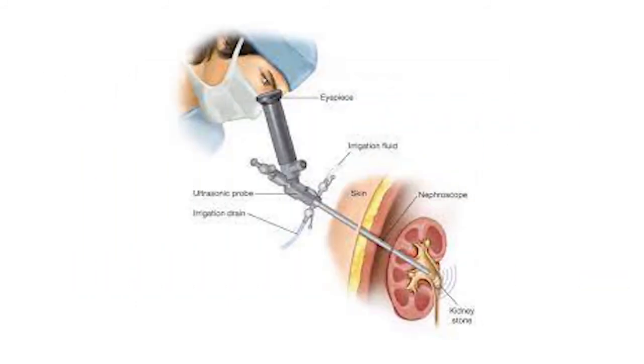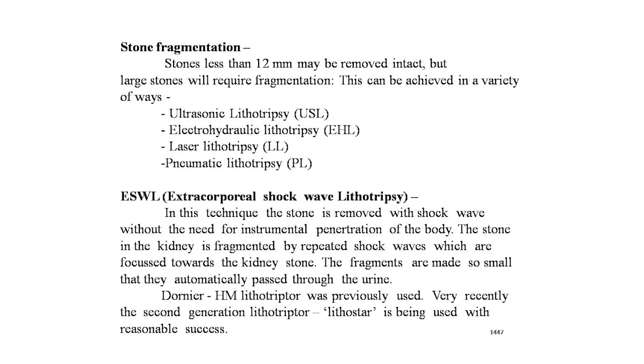This is another picture of the PCNL. The surgeon is directly seeing through the lens into the renal pelvis. Regarding stone fragmentation, stones less than 12 mm may be removed intact, but large stones will require fragmentation. This can be achieved in a variety of ways: ultrasonic lithotripsy, that is the USL, electrohydraulic lithotripsy, that is the EHL, laser lithotripsy, that is the LL, and pneumatic lithotripsy, that is the PL. Through all these techniques, the stone fragmentation is done.